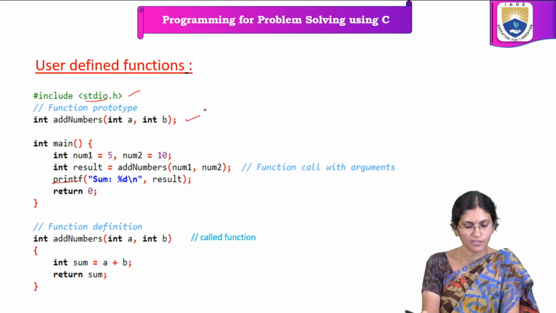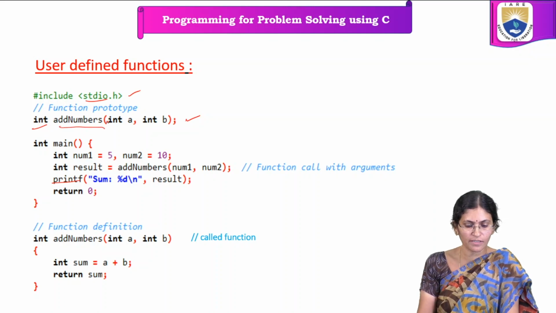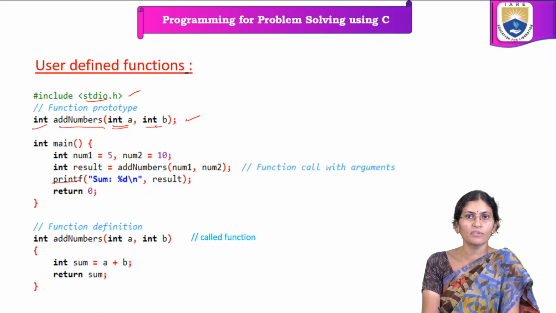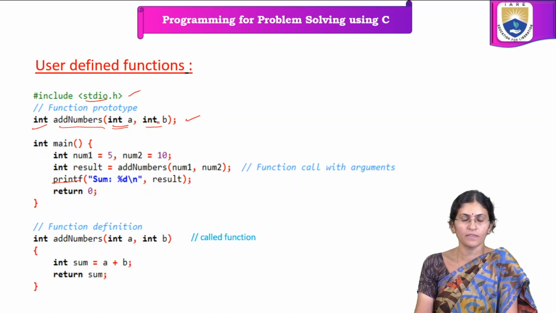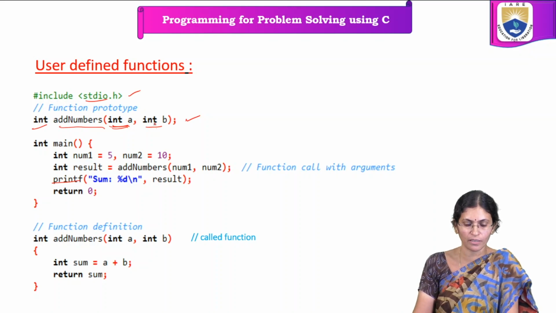Next, this statement is the function prototype. The function prototype includes the return type. Here the return type of this function is integer and the name of the function is add numbers, and it takes two parameters. Parameters are nothing but inputs, which are given to the function in order to produce the output. Both the parameters are of integer type.